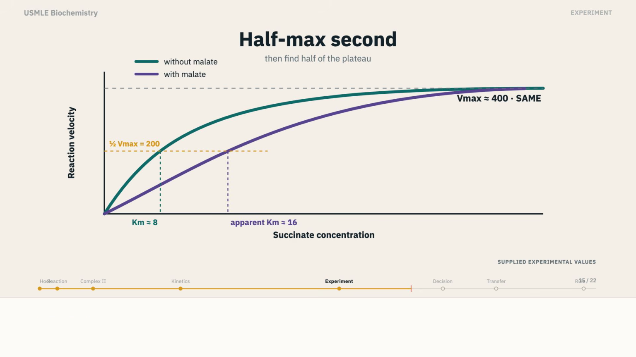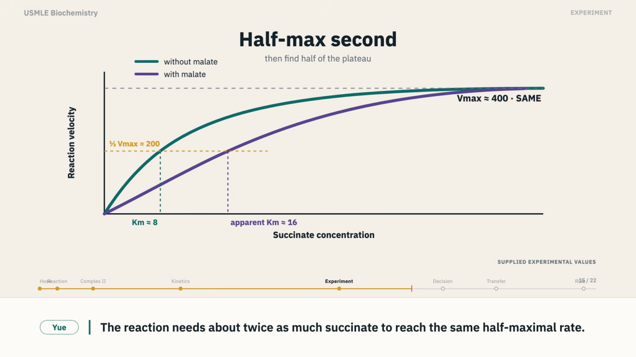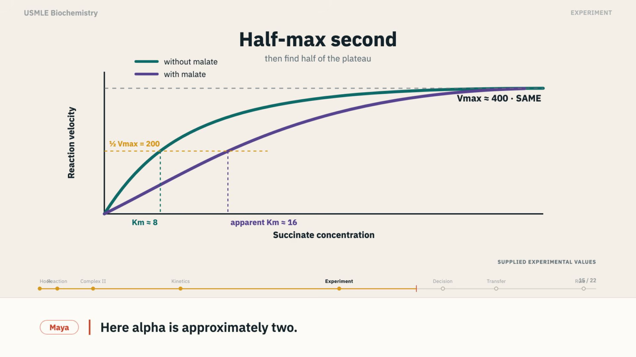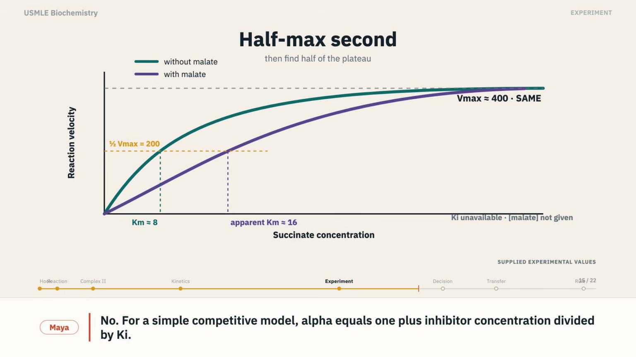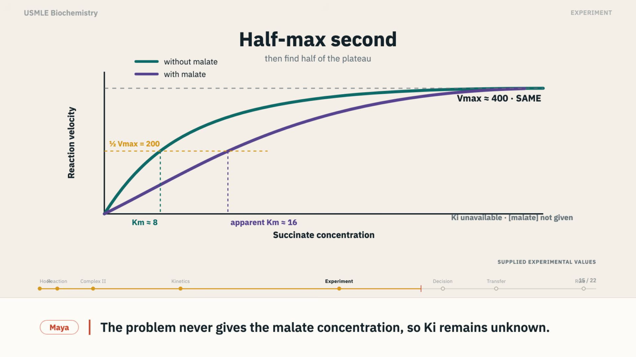Wait. The apparent Km doubled. The reaction needs about twice as much succinate to reach the same half-maximal rate. Under the classical competitive model, the ratio of apparent Km to Km is the factor alpha. Here, alpha is approximately 2. Can we calculate the inhibition constant, Ki, from that? No. For a simple competitive model, alpha equals 1 plus inhibitor concentration divided by Ki. The problem never gives the malate concentration, so Ki remains unknown.